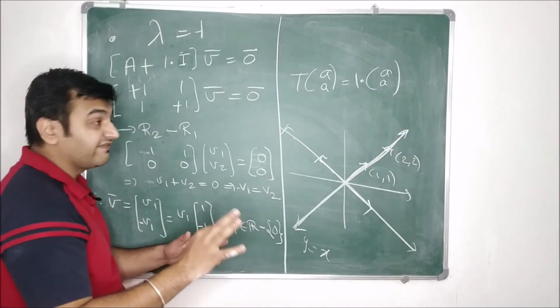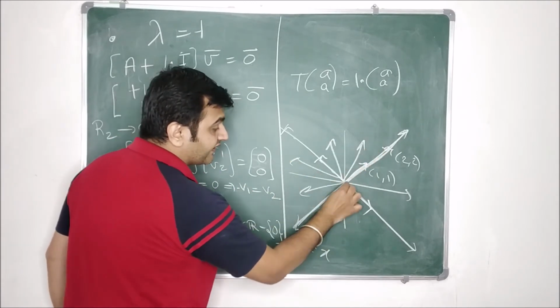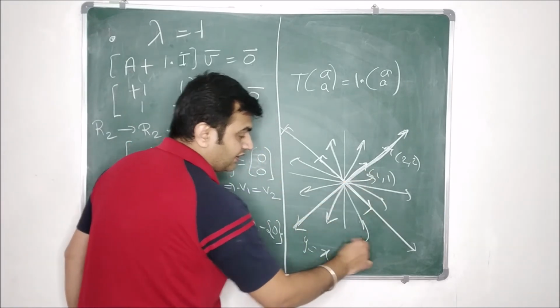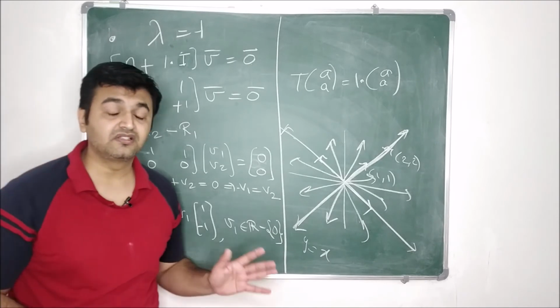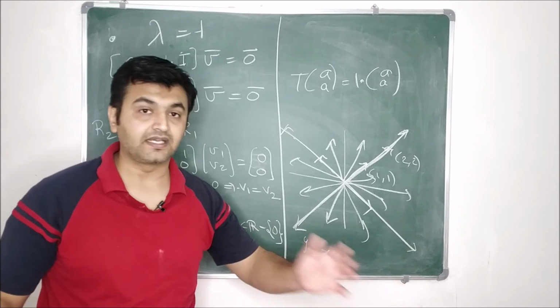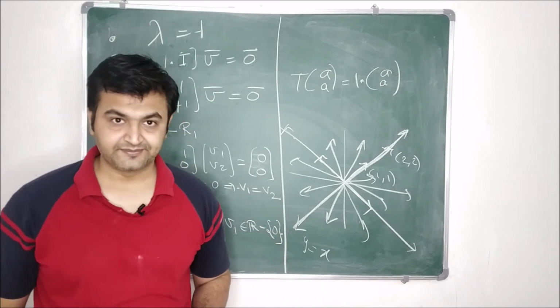You take any other vector in this two-dimensional space for the given transformation, (x, y) goes to (y, x). You take any vector over here, it is never an eigenvector. So for this transformation, only the vectors on y equal to x and y equal to -x are the eigenvectors. Rest, none of the vectors are eigenvectors.